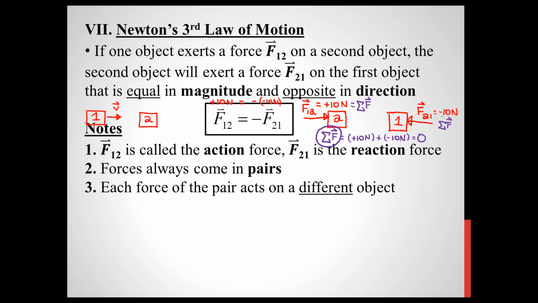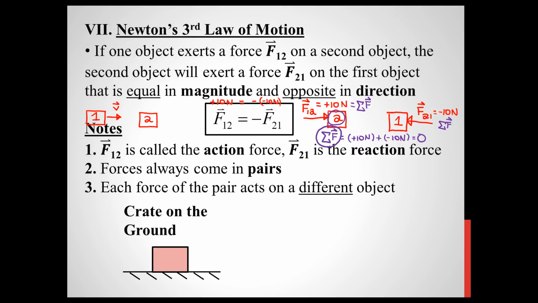So you can't just take the two forces and add them up, because, for example, for object 2, the only force acting on it is the positive 10 Newton force. This negative 10 Newton force is not acting on object 2, so it doesn't cancel that force off. These forces act on different objects, and since they act on different objects, you would have a net force, and that would allow the objects to accelerate.